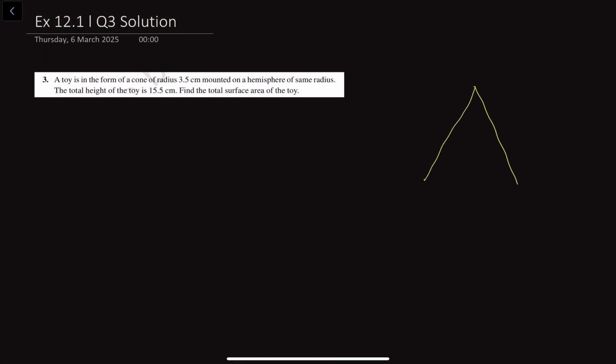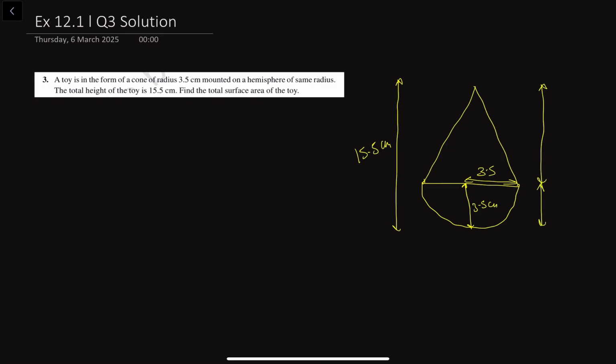So this is the cone, this is the cone part of it, and this is the hemisphere part of it. We are given the radius for both of them is 3.5. That means this part will also be 3.5 radius. The total height is given as 15.5 centimeters. So this part is 3.5, and this part will be 15.5 minus 3.5. That means the height of the cone will be 15.5 minus 3.5.